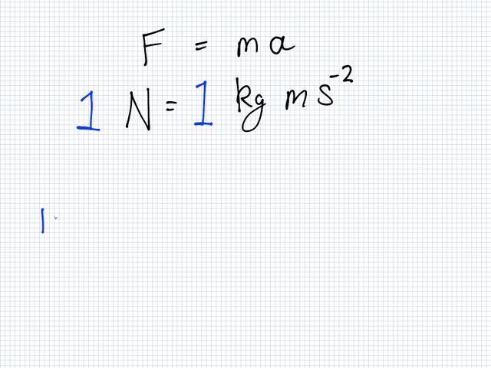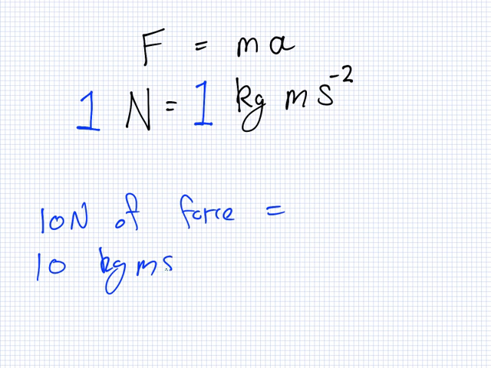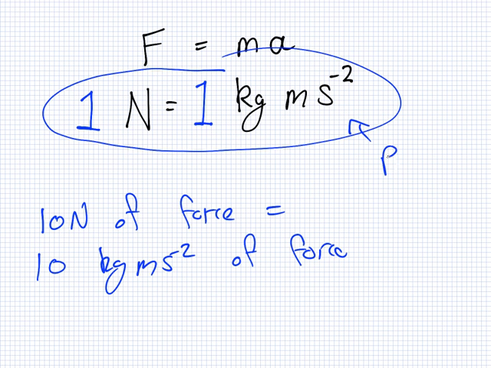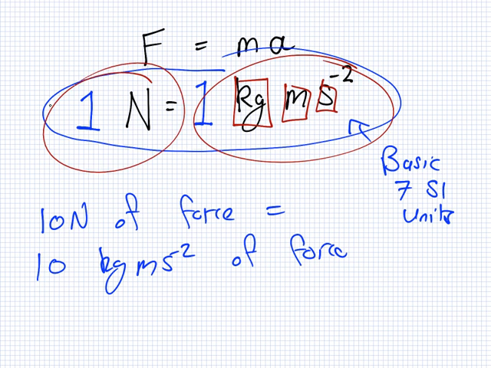So you could say 10 newtons of force, for example. That's the same thing as, say, 10 kilogram meters per second squared of force. In other words, a newton is the same thing as that. This is part of the basic 7 SI units. So you might remember that I said we can make new units using the basic 7. And here's an excellent example of that. By using the base units kilogram, meter and second together, we can make this new unit called a newton.